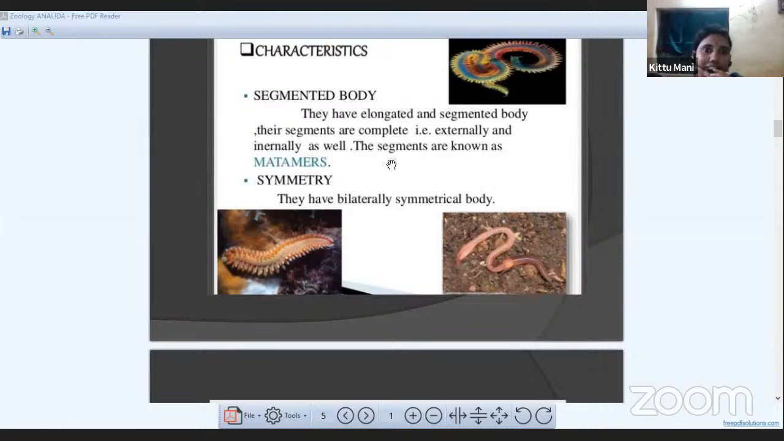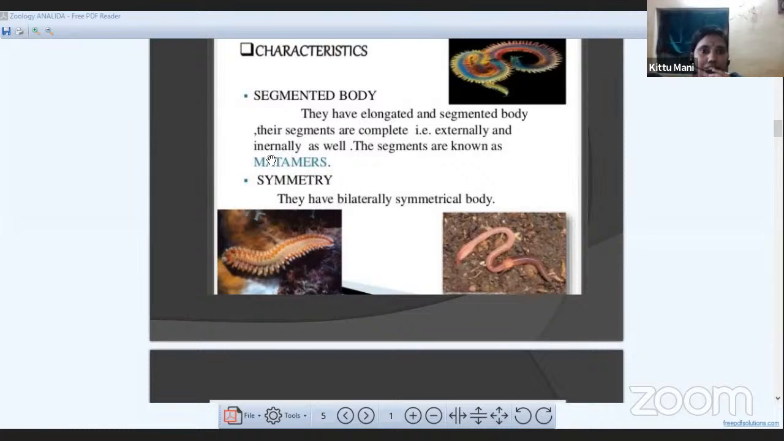So this type of segmentation is called metamerism. Very, very important. This is a 2 marks question which is very important for our IPE. What is metamerism? I repeat, the true segments which are present externally as well as internally in the segmented body.